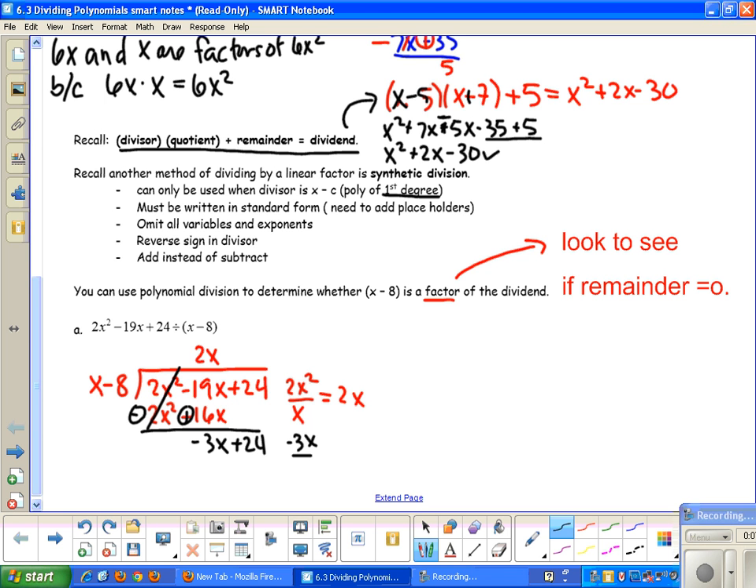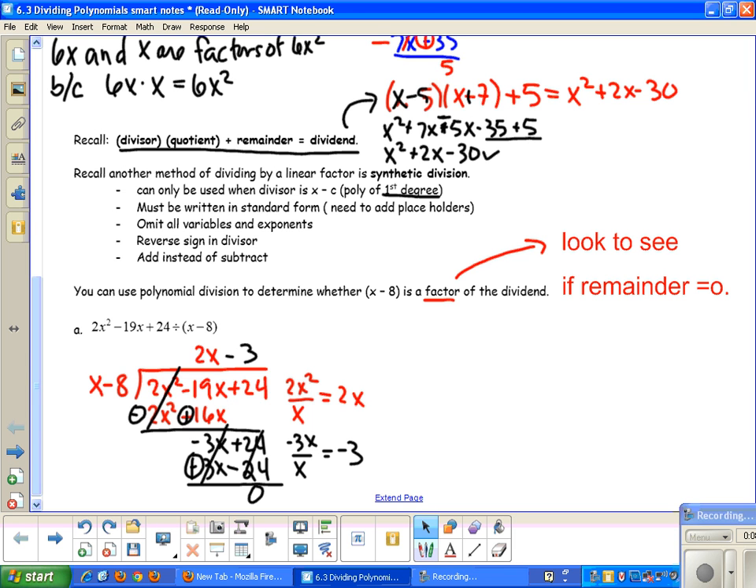Negative 3x, how many times does x go into it? Negative 3 times. So negative 3 times x is negative 3x. Negative 3 times negative 8 gives me 24. And then change the sign, so this would be plus, this would be minus. So this cancels out and this cancels out to leave me with a remainder of 0.